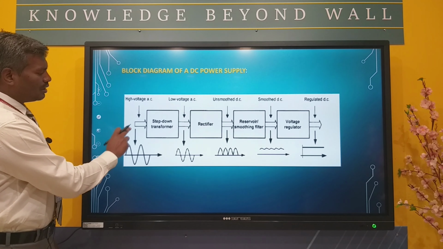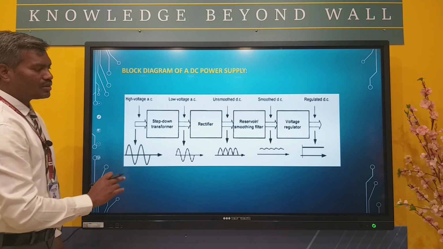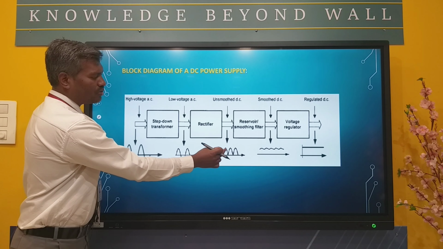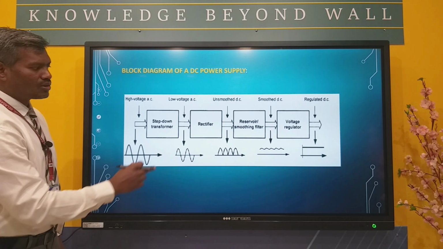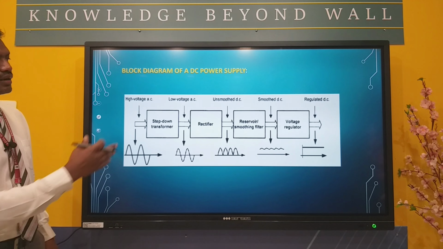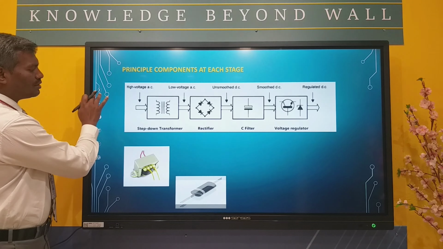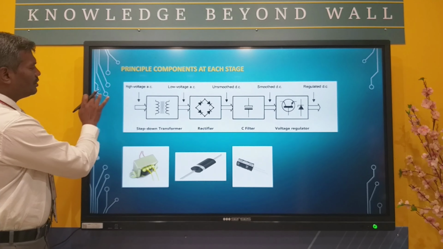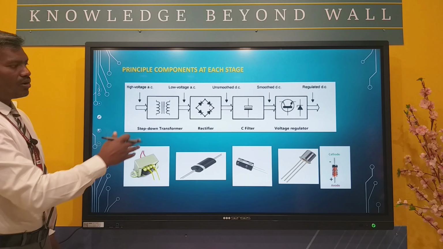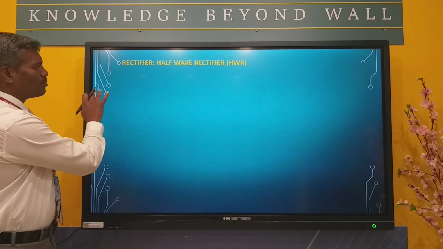You can see here I am applying an AC voltage with the help of a step down transformer, reducing the voltage here. Once I apply the signal to a rectifier, the output you get from the rectifier is not pure DC, it's called pulsating DC. Later I use a filter to remove the ripple components, and then we have a regulator. You can see a transformer, a capacitor, a diode, a transistor, and a Zener diode. All these components together form the basic block diagram of a regulated power supply, right?